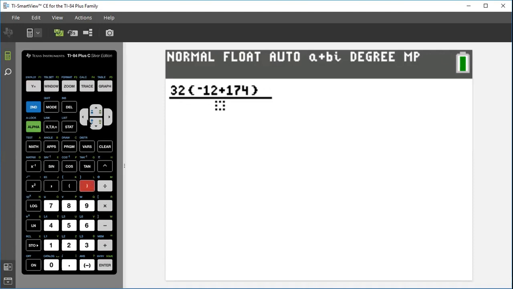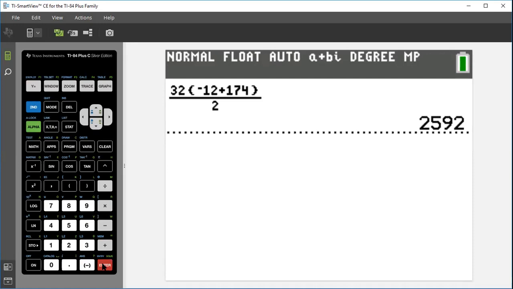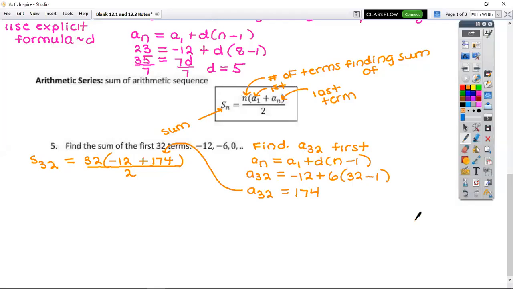And you're going to divide this by 2. Again, as long as you type it like that, you can do this whole thing all at once. So this is equal to 2,592. I'm trying to remember that. So the sum of the 32 terms is 2,592.